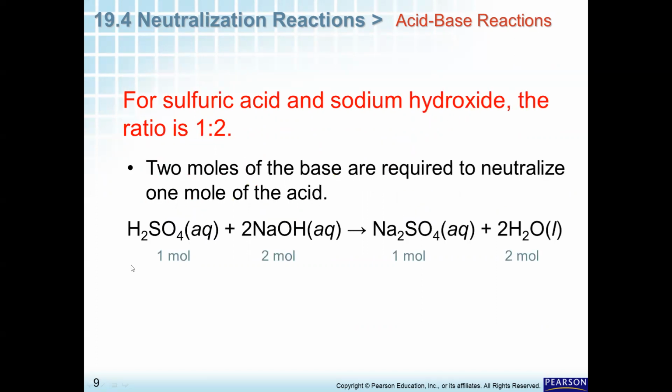But if we were to change the acid into sulfuric acid, which is diprotic, it will produce two hydrogens. So for each 1 mole of sulfuric acid, you need 2 moles of sodium hydroxide. Why? Because we have 2 ionizable hydrogens to react with the hydroxide ion produced from the sodium hydroxide. For that reason, we need 2 moles of sodium hydroxide with 1 mole of sulfuric acid.